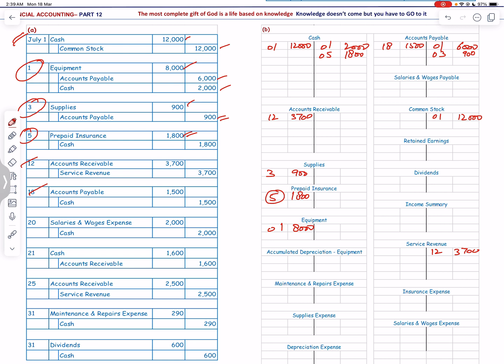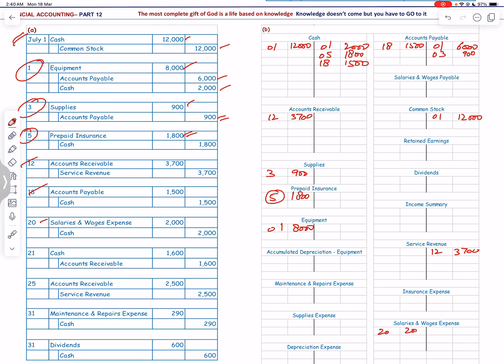Okay, then we have salaries and wages expense debited by 2,000. The date is 20th of July, and cash is credited by 2,000.